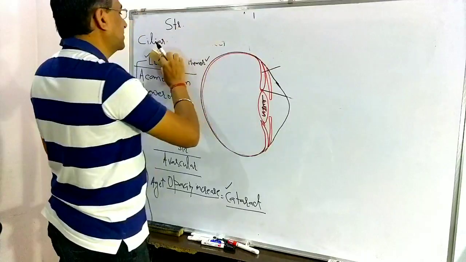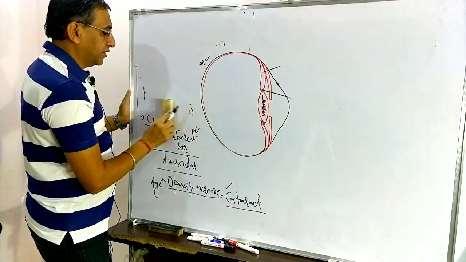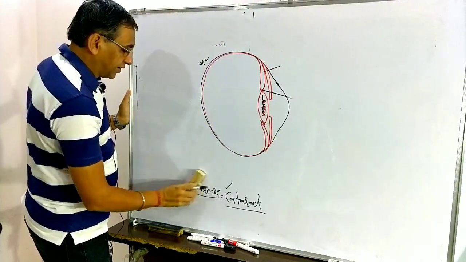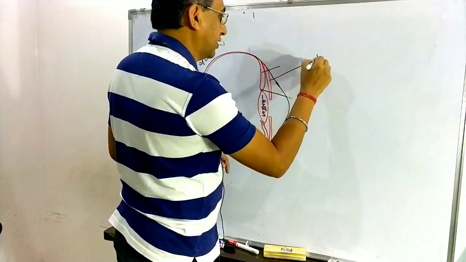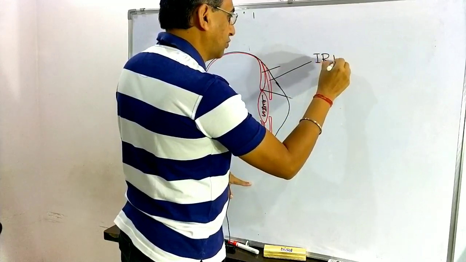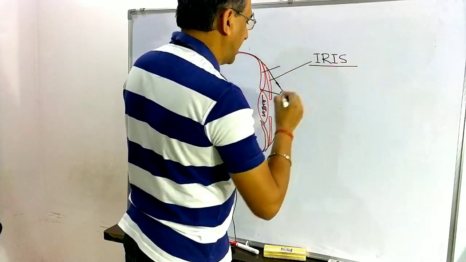The first part of the choroid is the posterior choroid. The second part of the choroid is the ciliary body. Now I am coming to the third one, which is known as the iris. The third part of the choroid is known as the iris.